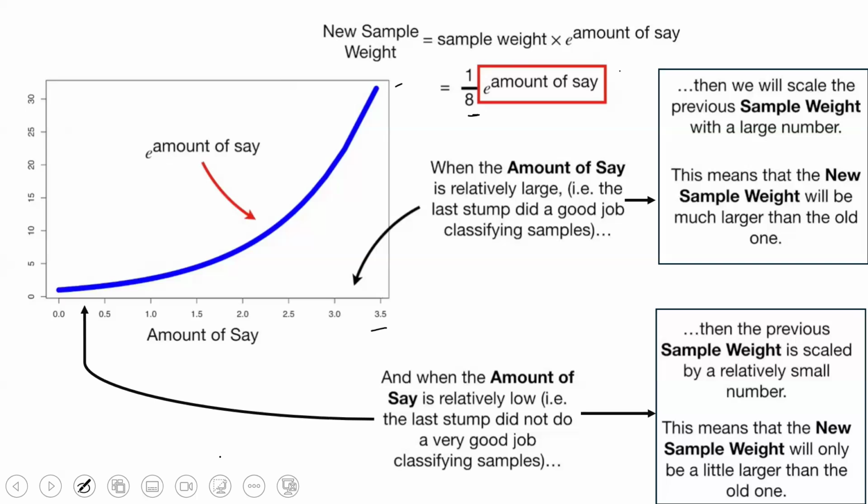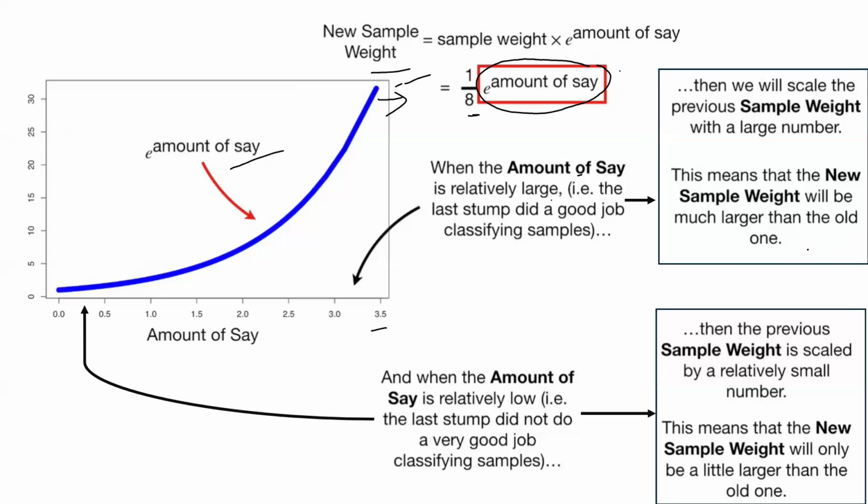When the amount of say is high, e to the power of amount of say is also high. That means the new weight will be much higher than the original weight. When this is a very high value, the new weight will obviously be a higher value. When the amount of say is relatively large, the last stump did a good job classifying samples. Then we scale the previous sample weight with a large number. This means the new sample weight will be much larger than the old one. When the first stump is doing a great job, the weightage for the wrongly classified sample will be very high. That makes sense, right?